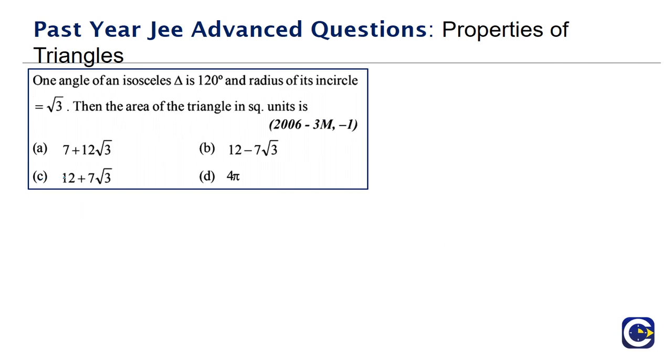Moving on to the next question. One angle of an isosceles triangle is 120 degrees and the radius of its incircle is root 3. So the area of the triangle in square units is.